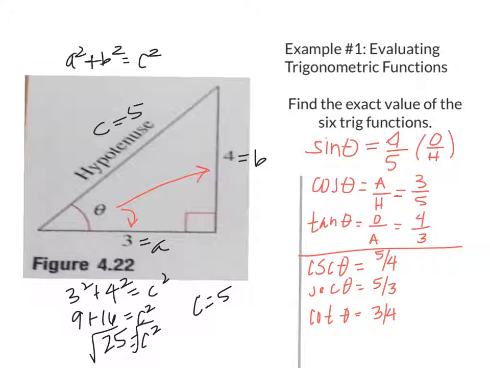Something else I want to point out, a 3, 4, 5 right triangle is a very, very common right triangle. It's one of the more common Pythagorean triples. So just be aware, if you ever see 3 and 4 as legs, and a hypotenuse of 5, or 2 of the 3 parts, then those are the numbers according to that triple.